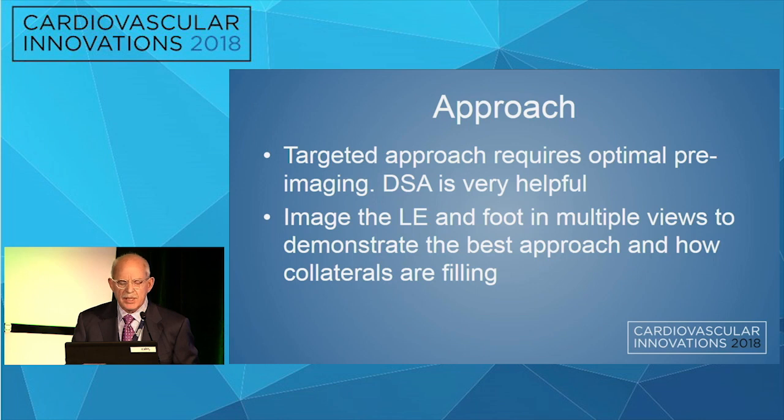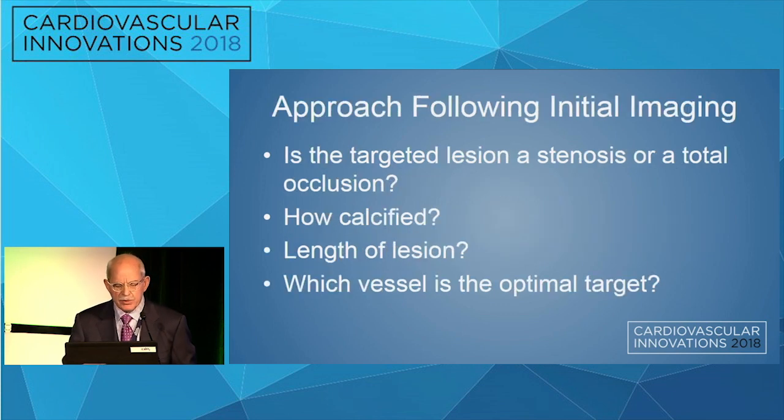So you need good DSA. You need to image the lower extremity and foot, typically in multiple views, to demonstrate the best approach and how collaterals are filling, because often that's really critical to your success. You need to ask yourself, is the targeted lesion a stenosis or a total occlusion? How calcified is it? What's the length of the lesion? And which vessel is the optimal target?